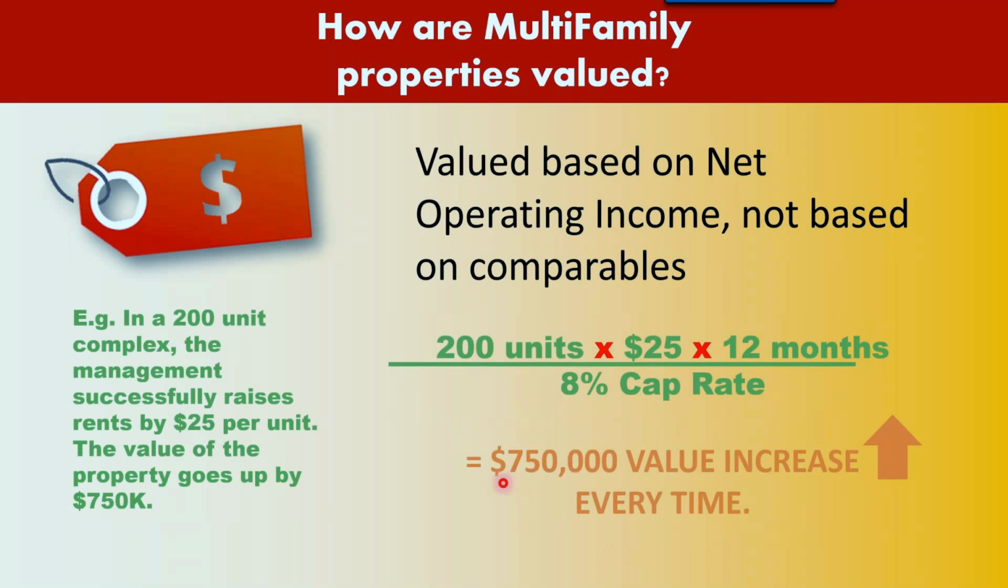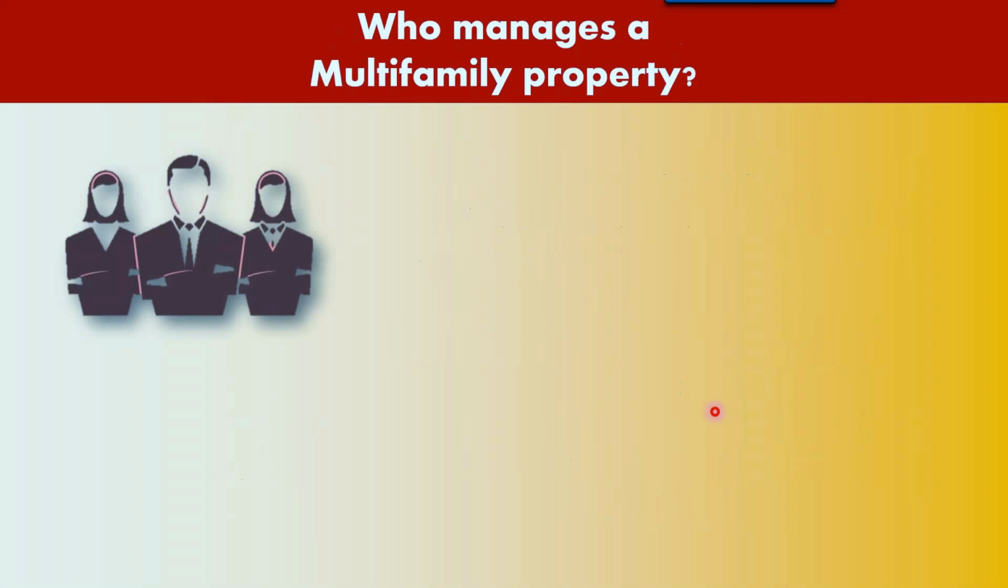If I do this math, the number that I come up with is $750,000. That's how much the value increases. Now, in a place like San Francisco, this number might be $1.5 million on the same $25 increase, but that's not standard. 8 caps are fairly standard in the U.S. for the kind of class property that we are buying. So, a huge, huge increase in net value of the property just based on a very small increase in rent. Cannot do that in single family.